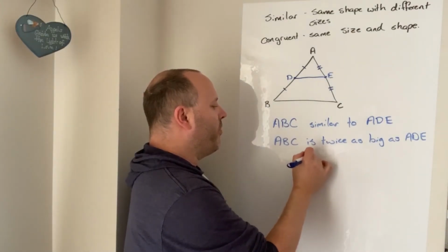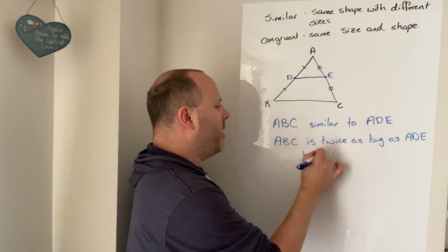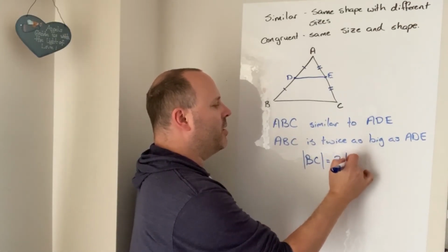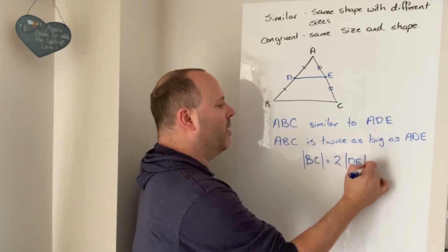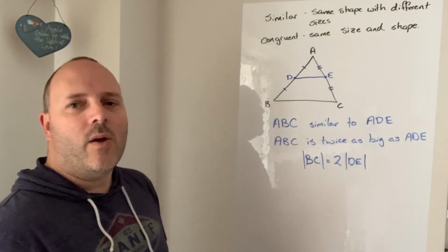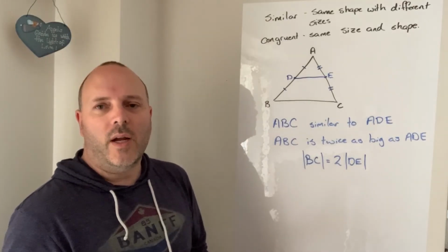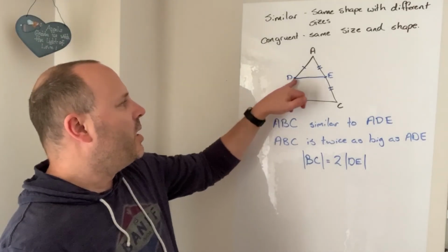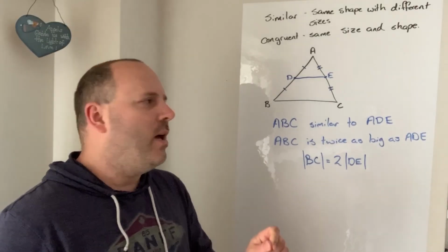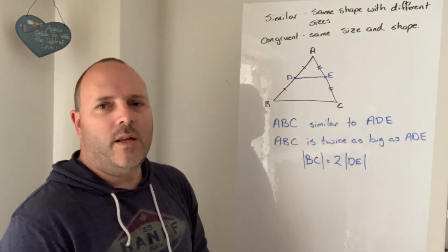So the length of BC is twice as long as the length from D to E. All right, so I now know no matter what triangle I draw, I can always connect the midpoints, and that line will be half as long as the third side of the triangle.